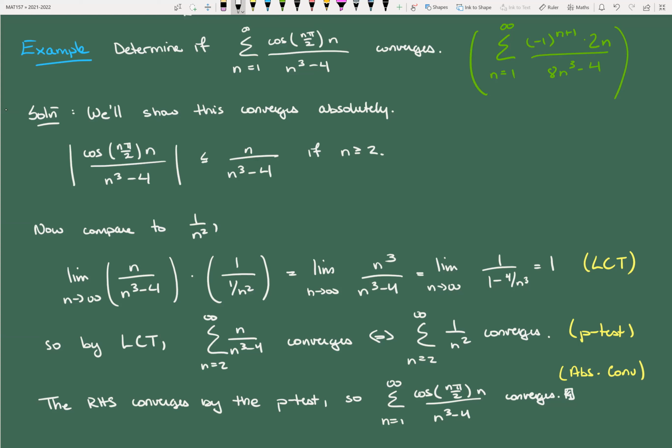Okay, so those are two completely different ways of attacking it. There's probably an argument that this alternating series way is actually faster. It definitely is. But there's some appeal in seeing how you can iteratively apply multiple tests in order to solve a problem. Any questions?